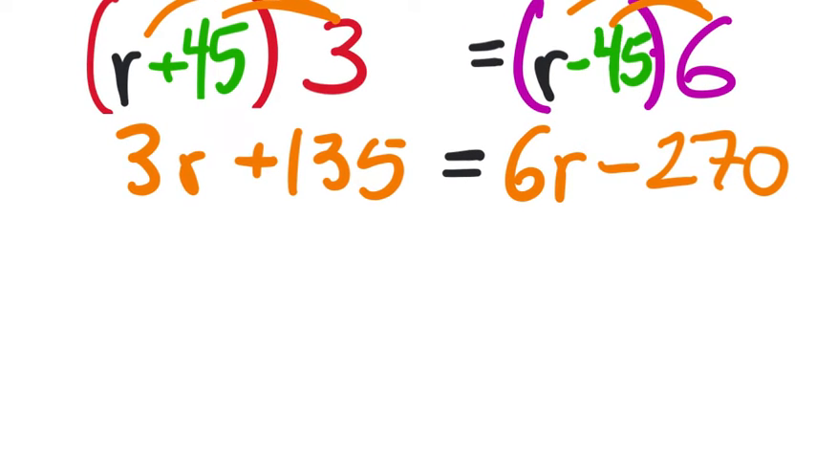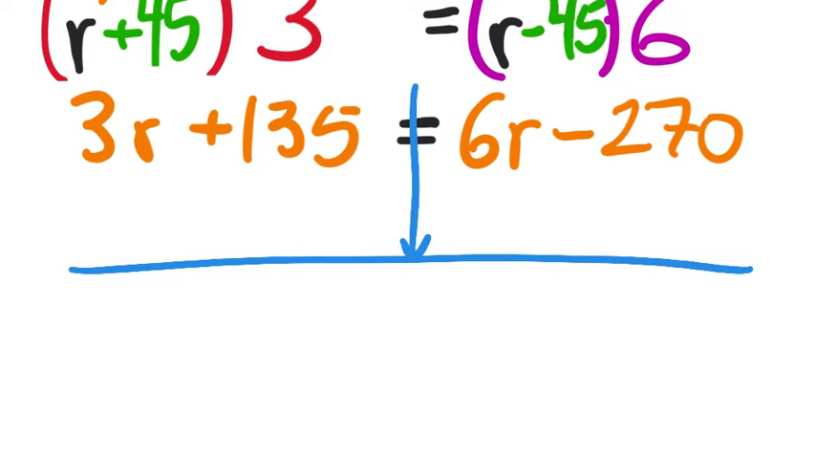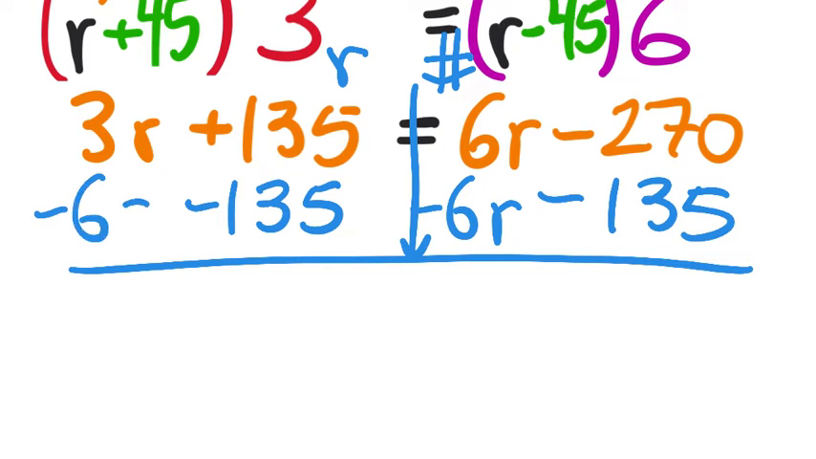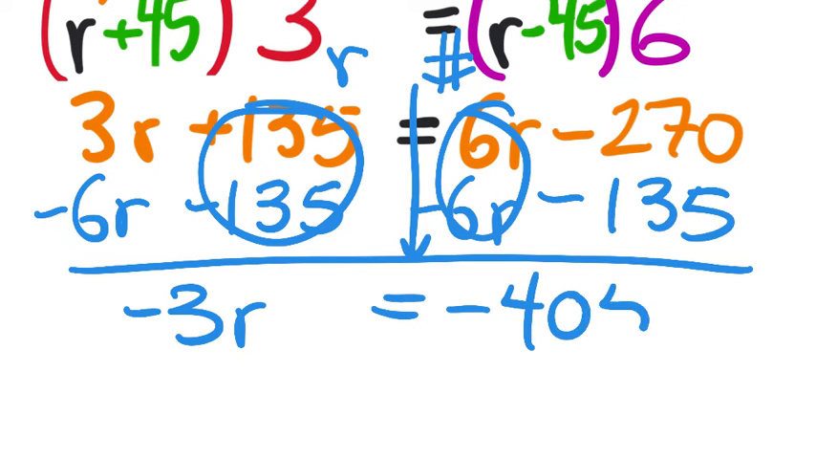All right, so again, just like we saw in that last problem, we're now at the point where we can just solve this equation. So I'm going to use two principles of equality. I've got my r's on the left, numbers on the right. So I need to zero out this 135, so I'm subtracting 135 from both sides. But the 6r also is on the wrong side, so I've got to zero that out by subtracting 6r there. So now we've got negative 3r's on the left. That's 3r's minus 6r's. The 135 zeroes out as planned. 6r minus 6r zeroes out as planned. And negative 270 minus 135 is negative 405.